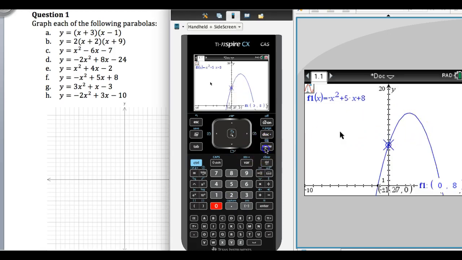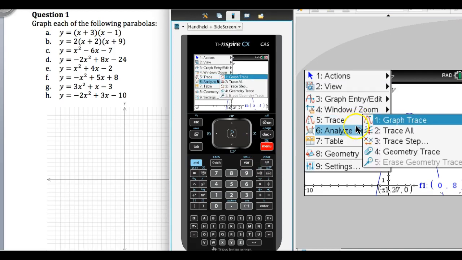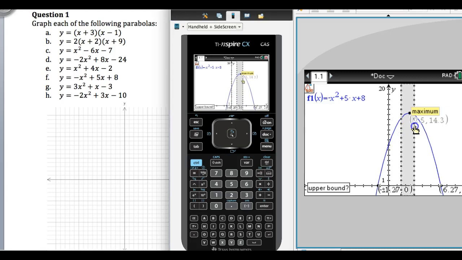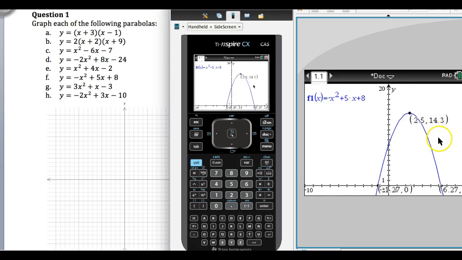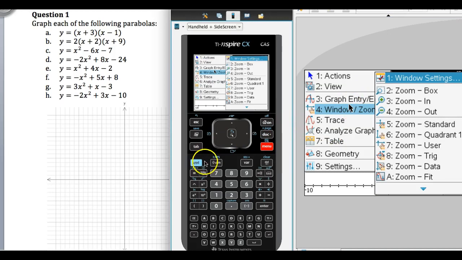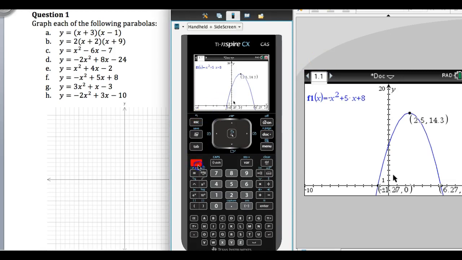Okay, and it's a maximum, so we want to do maximum. Left to the right, there we go, 2.5, 14.3. So there's all the features using your calculator. If you wanted to use the other screen, sorry, just bear with me. I'm rushing because I'm under time pressure.